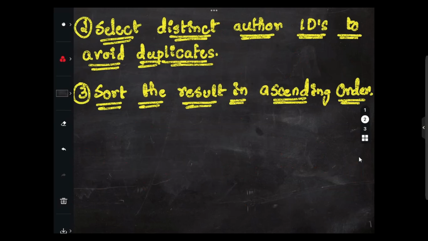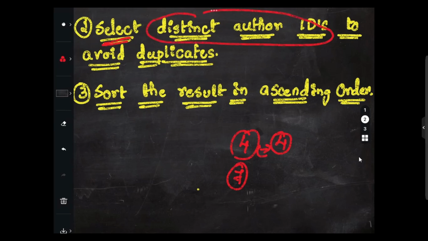In the second step, we have to select the distinct author IDs to avoid duplicates. We have to mention each only once. We had 4 twice in the first example, but we only considered 4 once, then went with 7. So we should not consider 4 twice; we select distinct author IDs to avoid the duplicates.